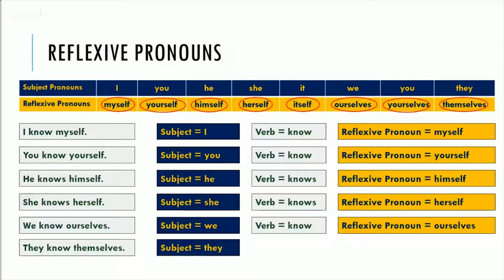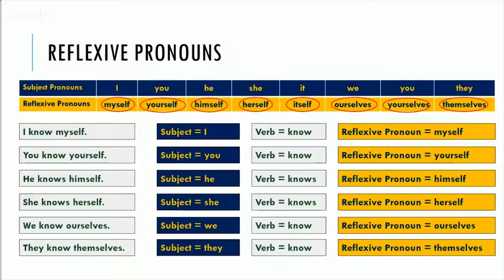The next example, nosotros nos conocemos. We know ourselves. The subject is we. The verb is know, and the reflexive pronoun is ourselves. V-E-S al final es plural. Nosotros somos, es una palabra plural. Entonces, nosotros mismos tiene que ser plural también. Ourselves.